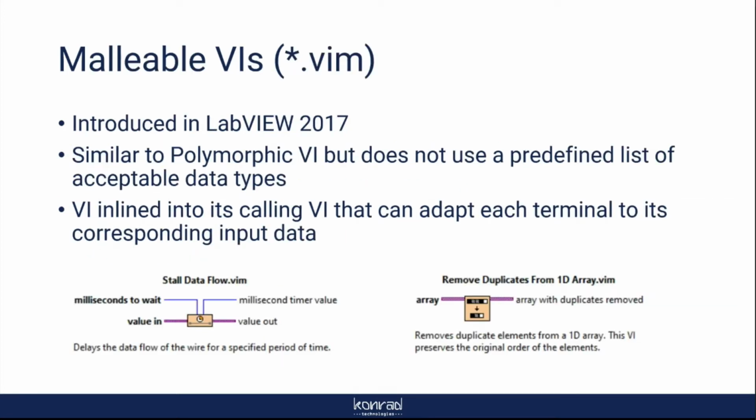Malleable VIs, these are VIMs. These were introduced in LabVIEW 2017. They're very similar to polymorphic VIs, but they don't have a predefined list of acceptable data types. Chris is actually going to show you ours later on because there's some fun stuff that happens when you try to build one of these on your own.